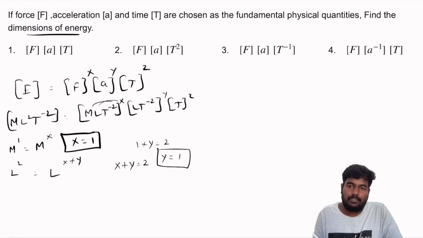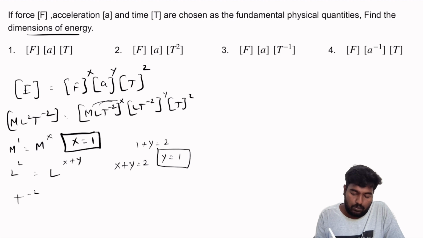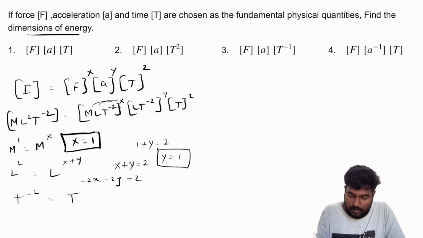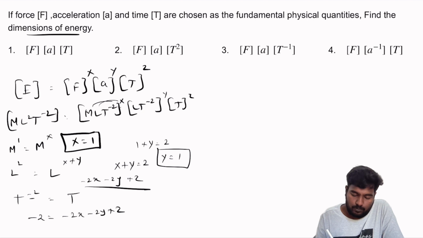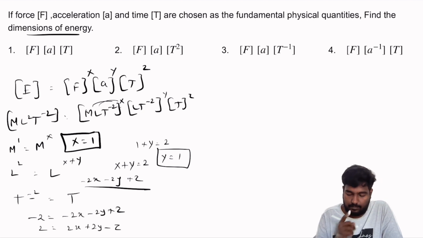Let's equate the t powers. Okay, so this side I have t power minus 2. This side I have t power minus 2x, minus 2y, plus z. So I just have to equate this and this. Minus 2 equals minus 2x minus 2y plus z. We can switch the minus sign on both sides, so 2 equals 2x plus 2y minus z. I know that the x and y values are 1.